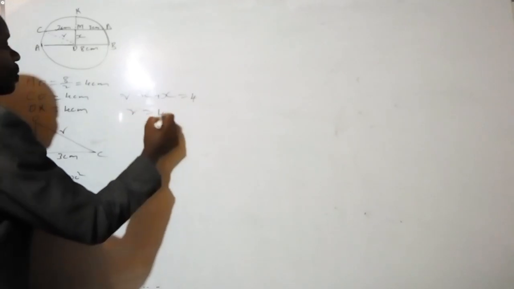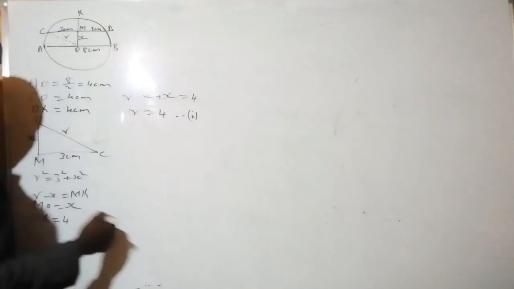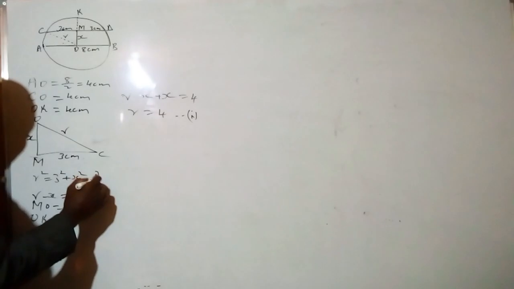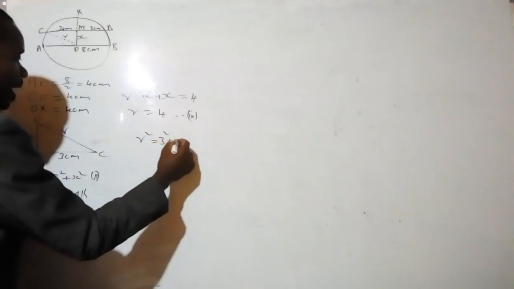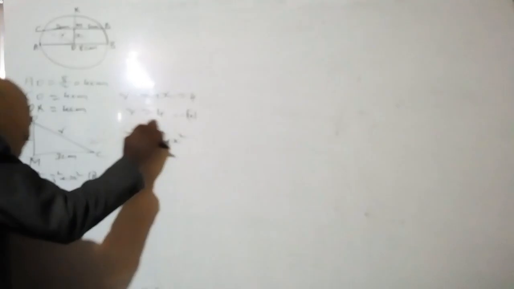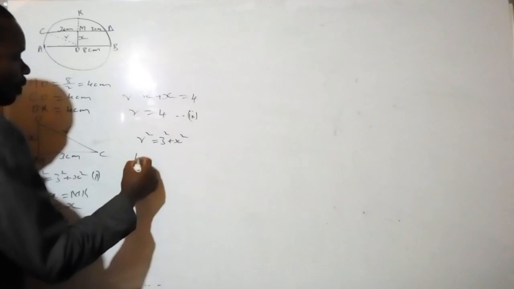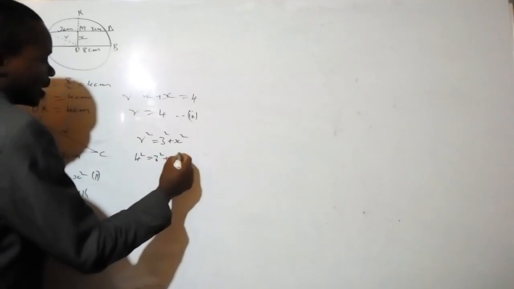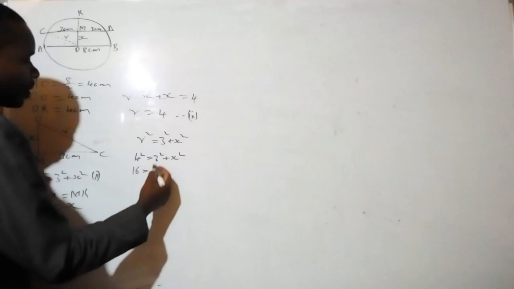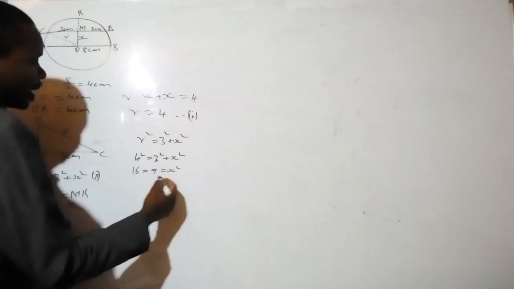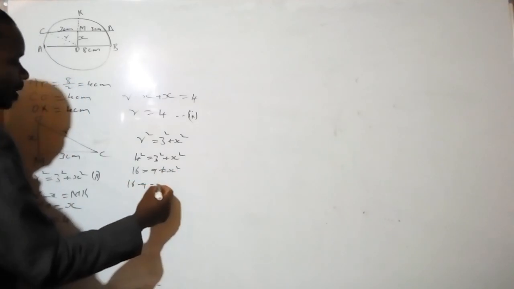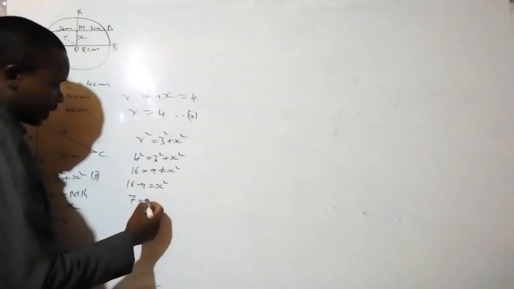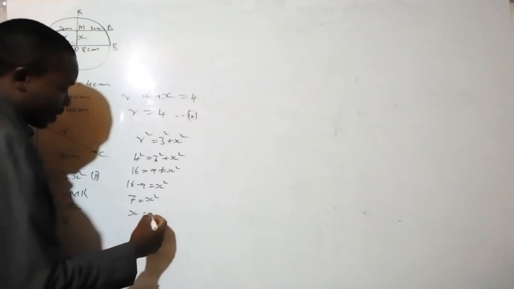We are going to have two equations. This is the first equation and this is our second. R squared is equal to 3 squared plus x squared. The value of R is 4, so we substitute: 4 squared is equal to 3 squared plus x squared. 16 is equal to 9 plus x squared. Like terms: 16 minus 9 is equal to x squared, and 16 minus 9 is 7, equal to x squared. And x is equal to the square root of 7.